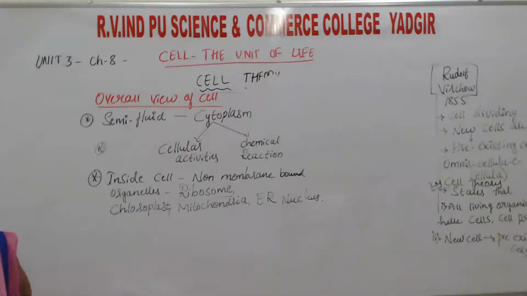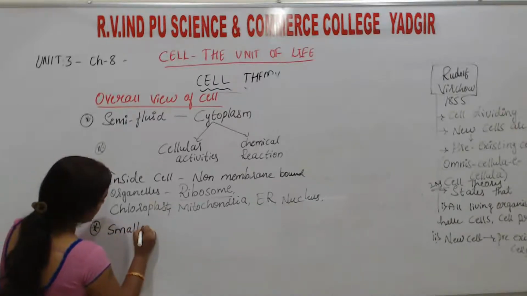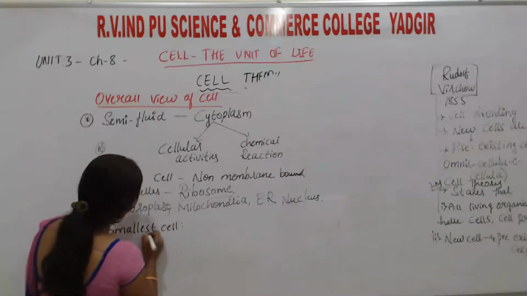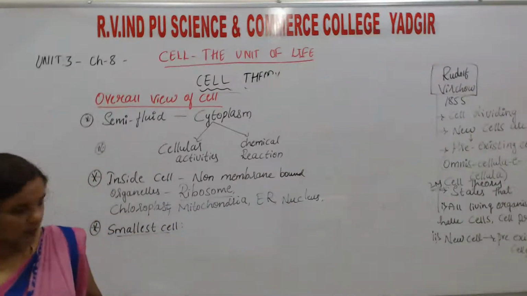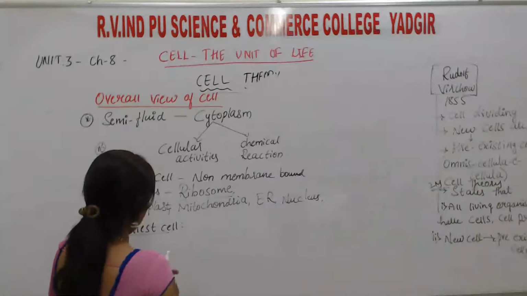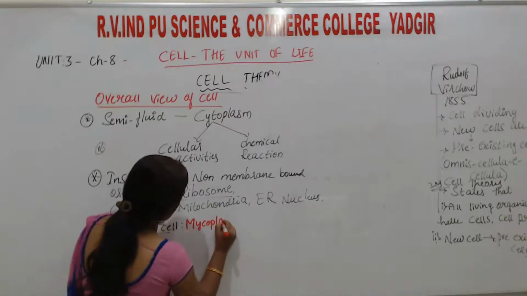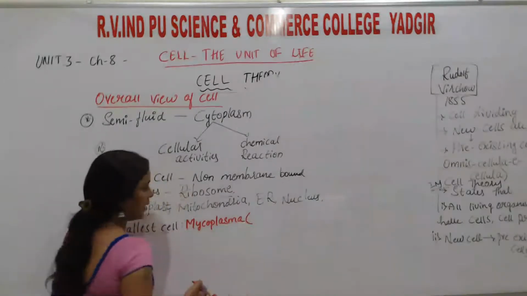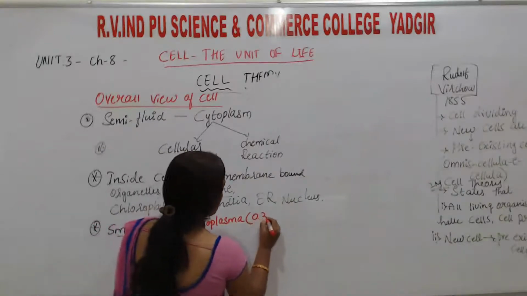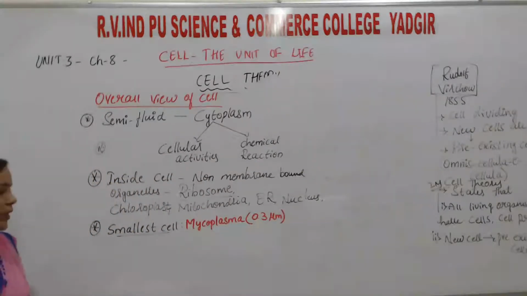Now let us see which is the smallest cell. The smallest cell is mycoplasma, which is 0.3 micrometer in size. Mycoplasma is the smallest cell.